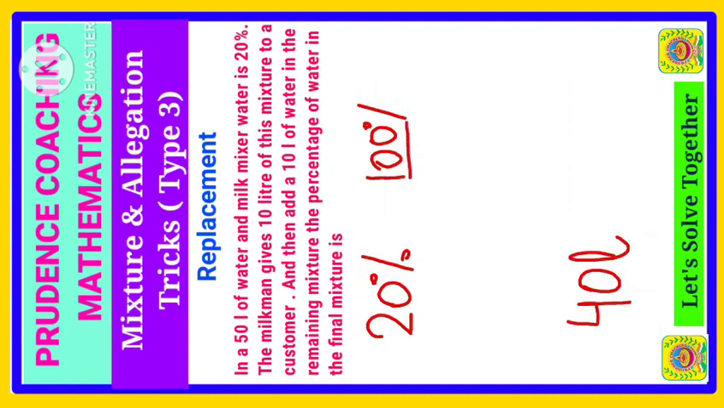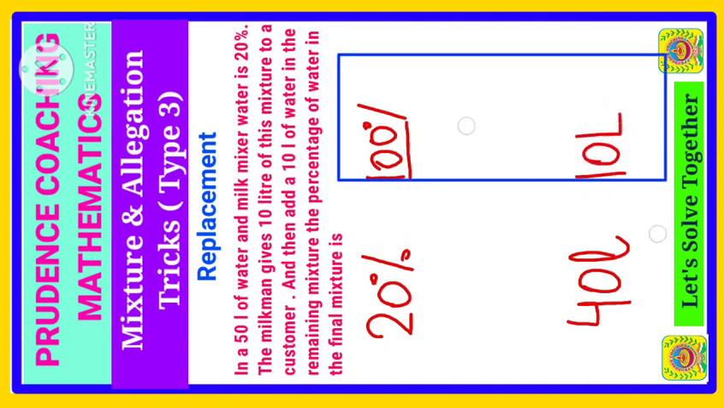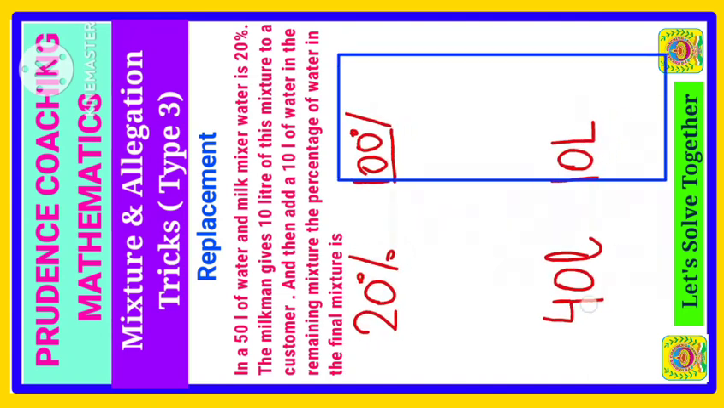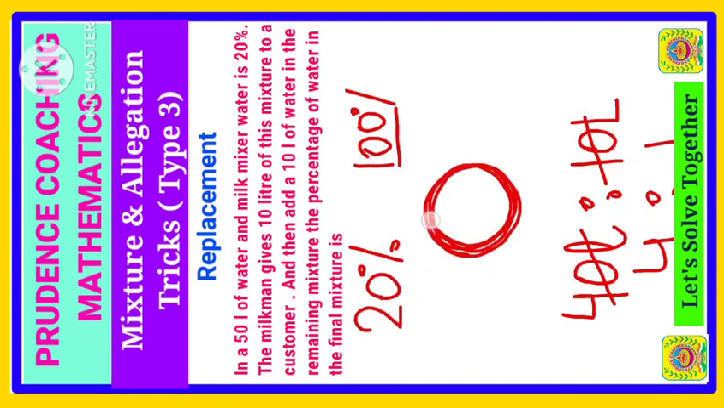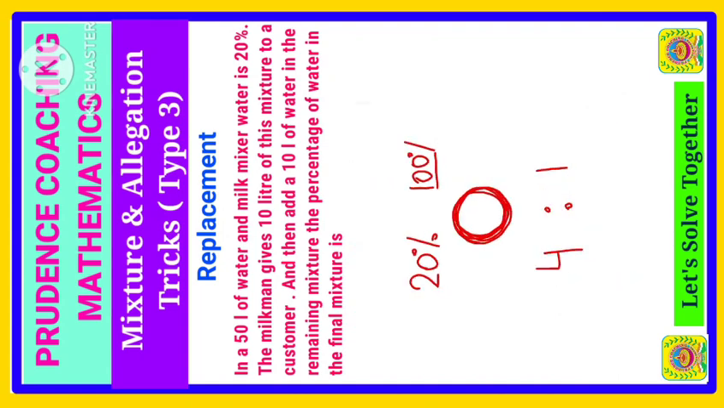Now how much is added? It has been said in the question that 10 liter is added. So here you are getting the ratio of the quantities, that is 4:1. And now you are asked to find out the percentage of water in the final mixture. You have learnt many methods to find out this value, but we are going to learn the easiest method today.